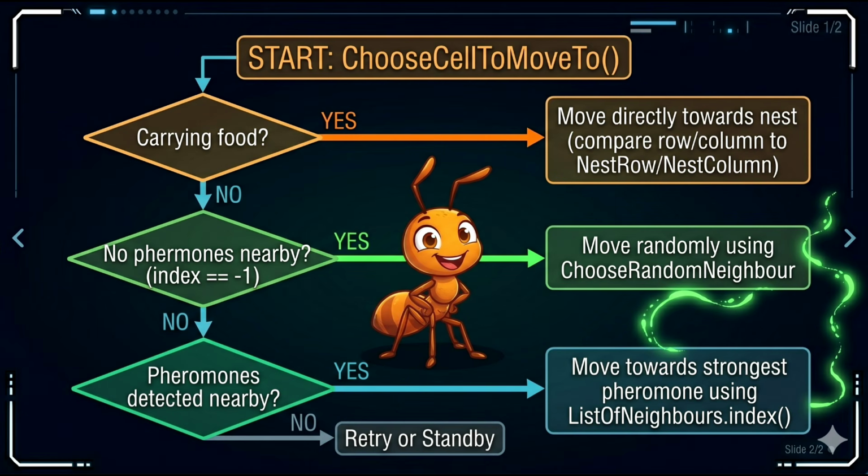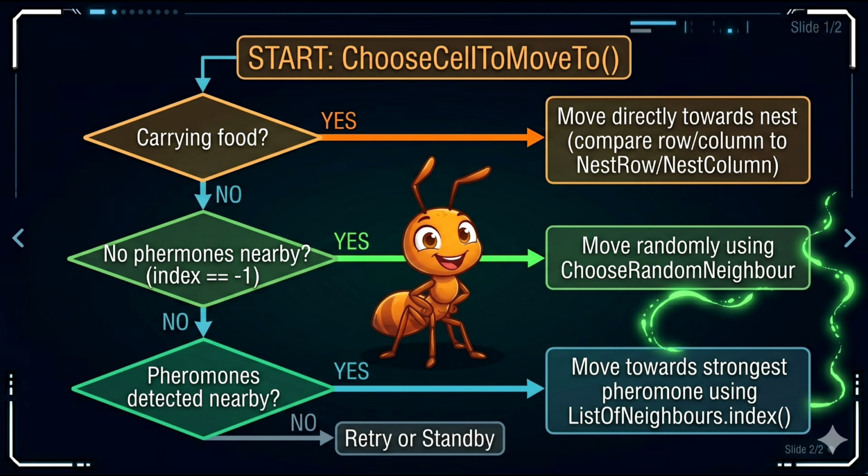Phase 2, ant turns. Every ant gets to act this stage. For each ant, the simulation checks a priority chain of conditions. First check is: is the ant carrying food, and is it at its own nest? If yes, deposit the food. Call add food to nest with the amount, then reset the ant's food to 0 with a.update food carried.